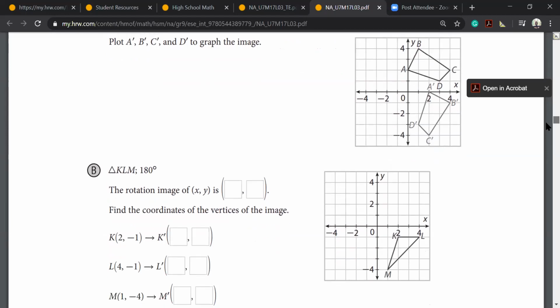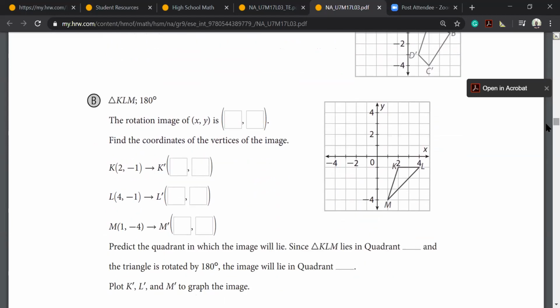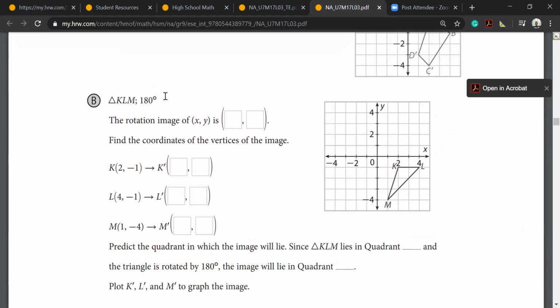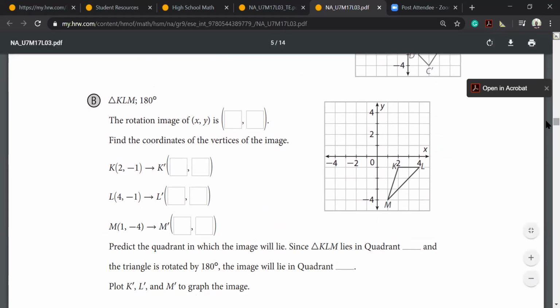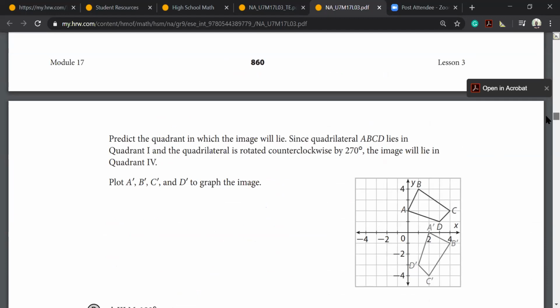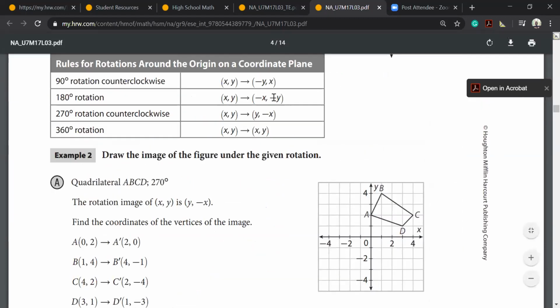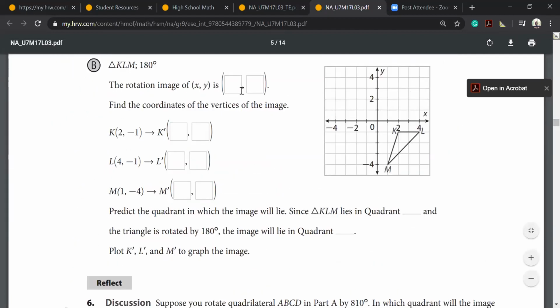And then for here, question B. KLM, 180. The 180 was very beautiful, because there is no clockwise or counterclockwise. And I will know from the table what I should do to x, y. I will leave them as they are and add a negative for both. So it will be negative x and negative y. You can just change the sign of both x and y without flipping.